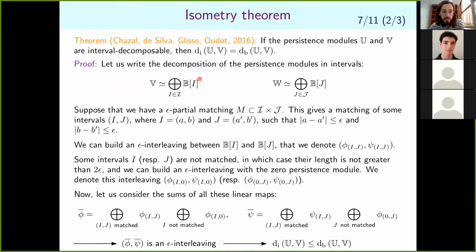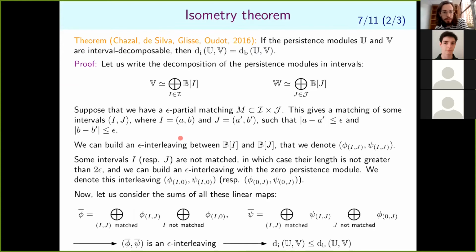So how do we do that? First, of course, I will decompose my modules into interval modules. It will be easier to deal with the interval decomposition. So V can be written as a sum of the interval modules with intervals I, where I is an interval in big I. Big I is its barcode. And same, W is the sum of interval modules. Now we'll consider a partial matching, okay, with cost epsilon. From this partial matching, I want to build an epsilon interleaving.